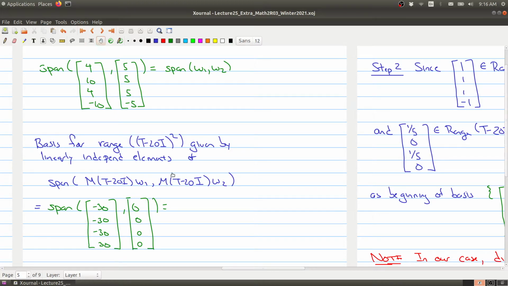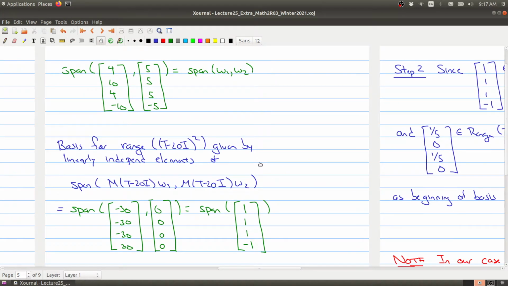Okay, and so I do that. I take the matrix associated to this and multiply it by the first vector and I get this. If I take the second vector and multiply it by the matrix, I get 0, 0, 0. Then I'm asking for the linearly independent elements, which is just the first vector. And you can rescale it. We don't need all those 30s. You could just take 1, 1, 1, negative 1.